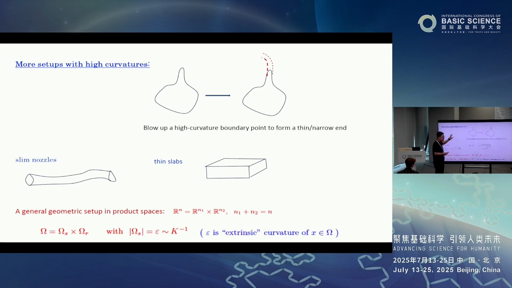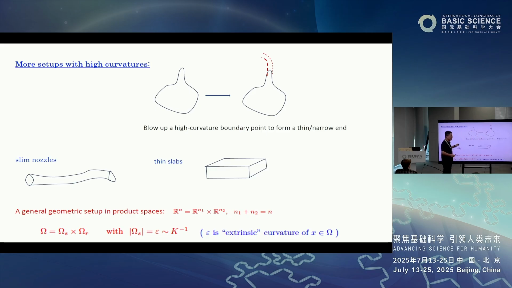More setup with this curvature setting. Let's say we got a domain, and we got a high curvature point. Now let's blow up this point. We can form a thin or narrow end, so that the opening size of this end is actually related to the mean curvature at this point.